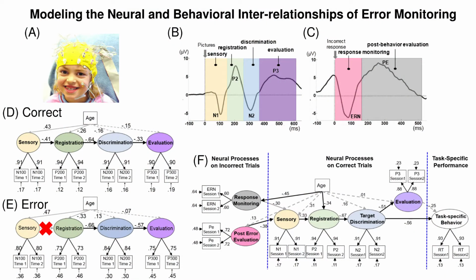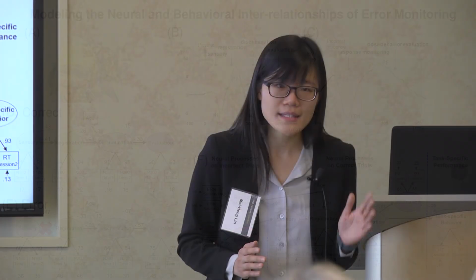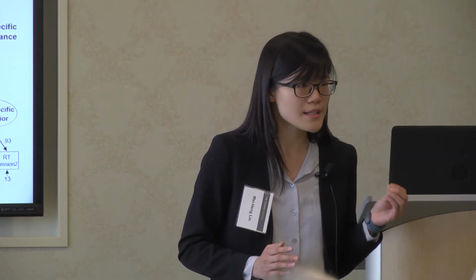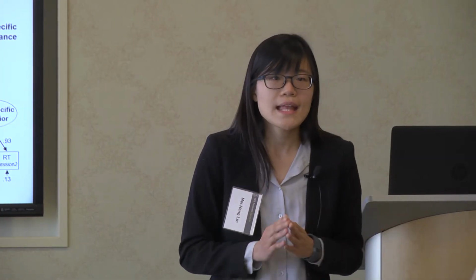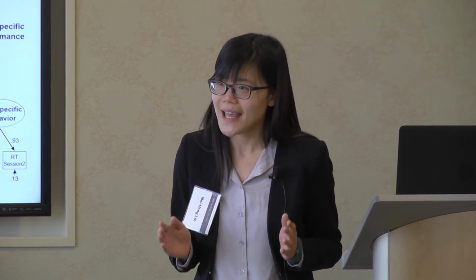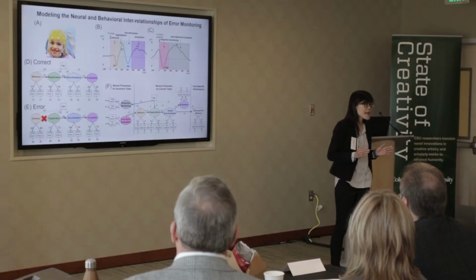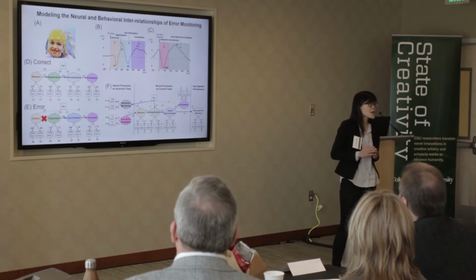Interestingly, things are different when we make mistakes. I found that when people press the wrong button, their neural processes break down at a very early stage, between sensory recognition and registration. It happens around 200 milliseconds after you see the pictures, as shown in figure E.